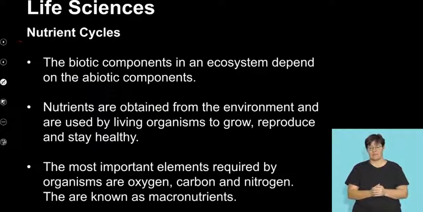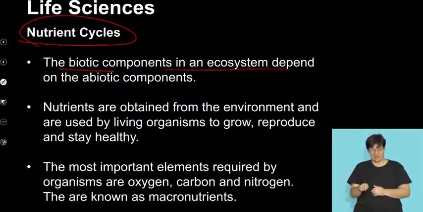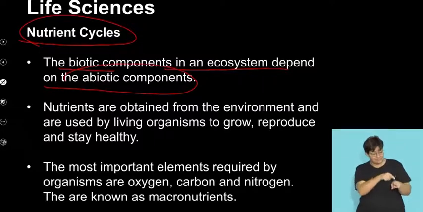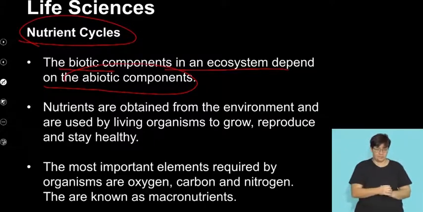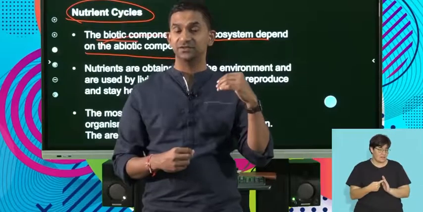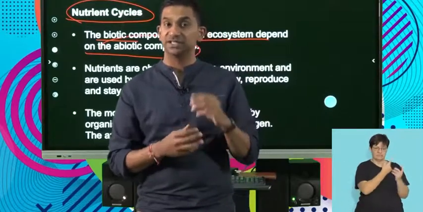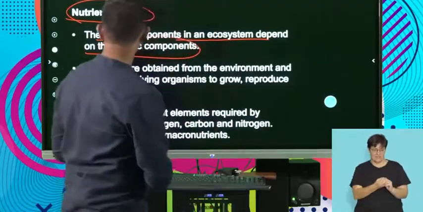Again, let's unpack the nutrient cycle in detail. So the biotic components in an ecosystem depend on the abiotic components. As we mentioned, the abiotic components form the essential nutrients that biotic components need. When we refer to the nutrient cycle, it's important that we understand that the nutrients need to return back into the biotic components so that these can support the living components in an ecosystem.